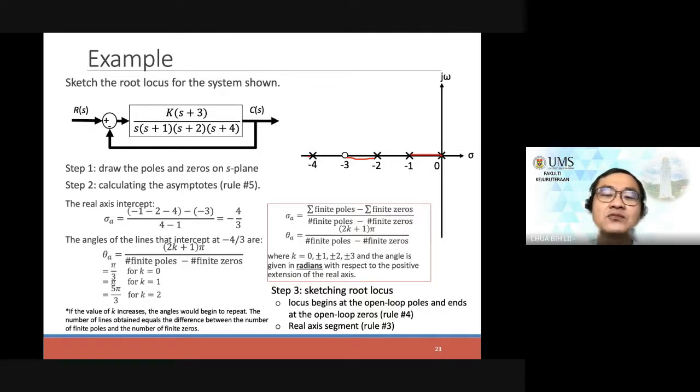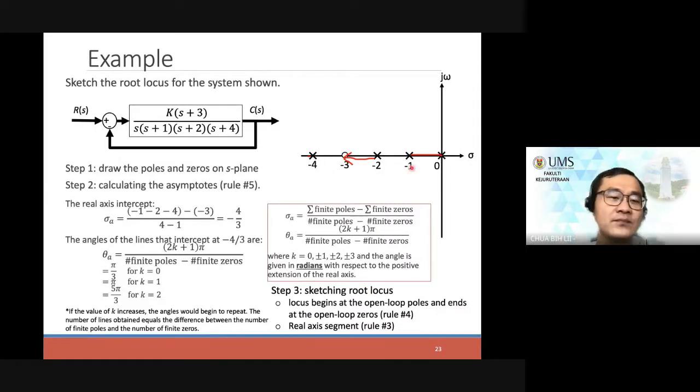Otherwise we have this, and this one pulls to 0, so immediately we can draw it in this way, right? So very straightforward. But this one we are not sure where it will go, so we can have some guesses about the directions of a few segments over here.